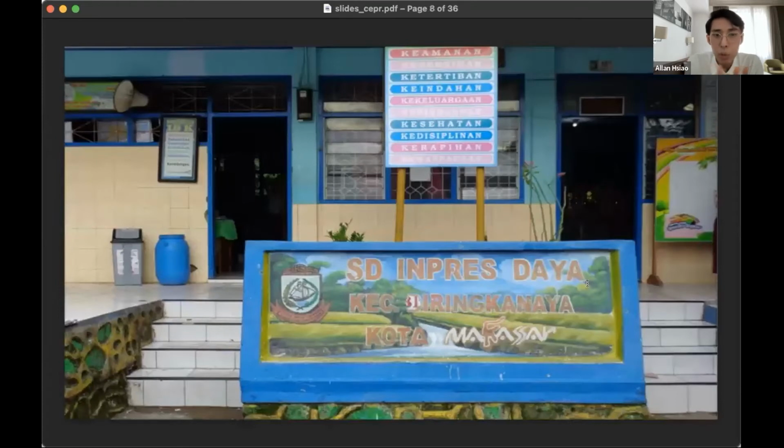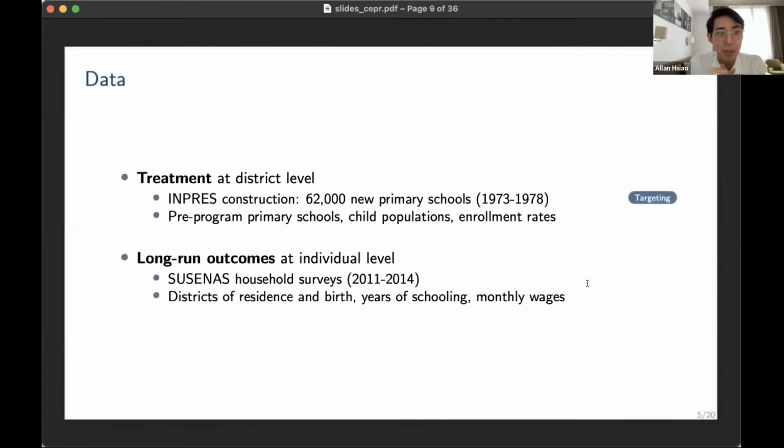So to give you a little bit of background, this is one picture of one school built within this program. You can see it's very colorful and nice, a nice place to be a third grader. I have data on all of that. I have treatment at the district level, these 62,000 schools. I know how many schools were in a given district before these INPRES schools were built. I know populations and enrollment rates, et cetera. This is data from Esther's paper.